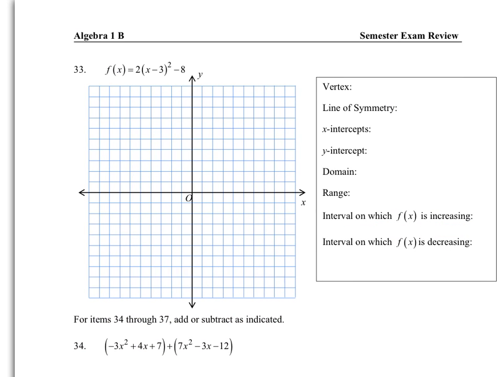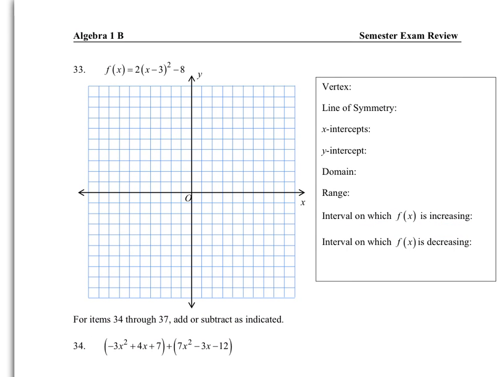Question number 33 is the same question, but it gives us an equation that's in vertex form. f of x equals 2 times (x minus 3) squared minus 8. Well, looking at this, we should be able to tell what the vertex is immediately because we have our h, which is the opposite, and k, which is the same. So our vertex is going to be (3, -8). Our line of symmetry always goes through the vertex, so it's going to be x equals 3.